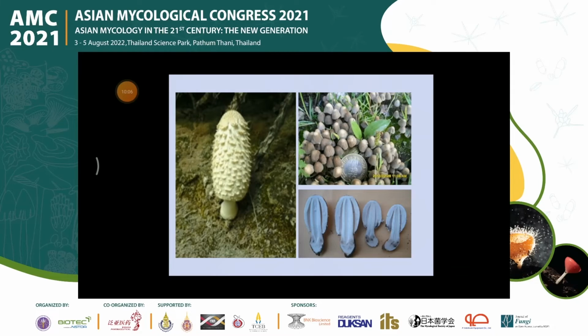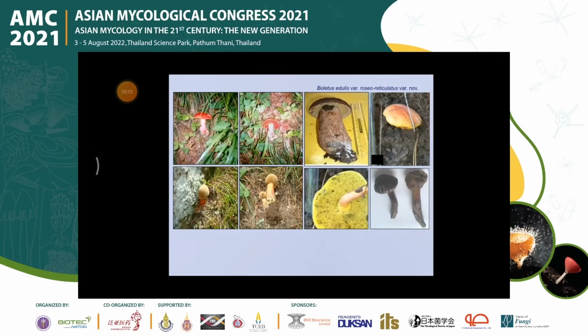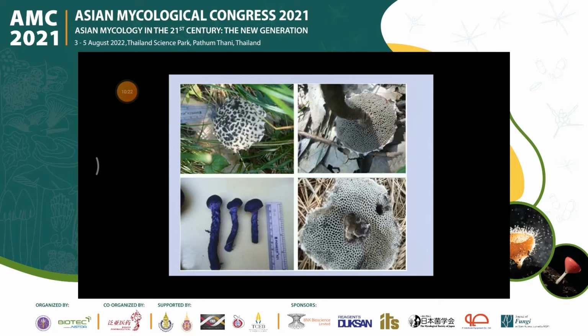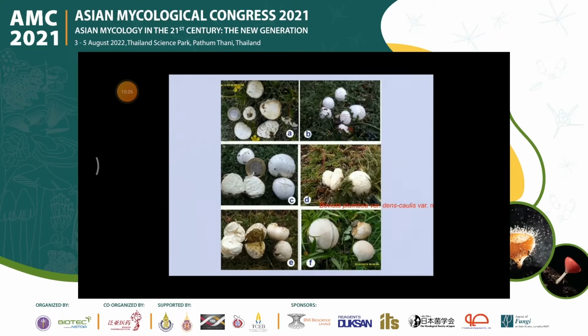Here you can see the developmental stages of Coprinus comatus. These are again the species of Coprinus. These are the Clitocybe species. These are the bolete group. The first two belong to Boletus luridus, Boletus edulis, Boletus formosus. These are the Streptomyces species, and these are three species of Inocybe.